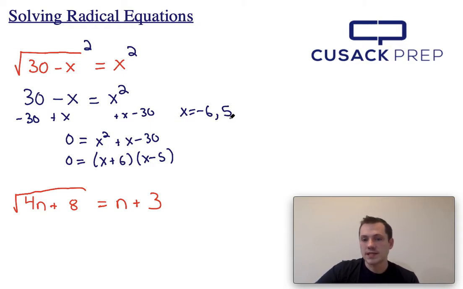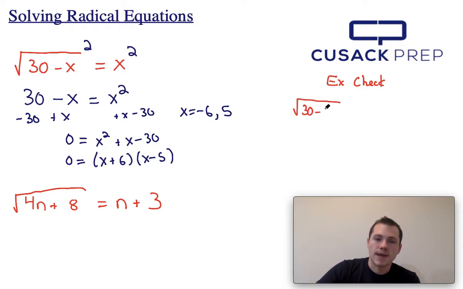But with radical equations, we have to go back and check for extraneous solutions. What that means is that I plug negative 6 back into my original function, and then I plug 5 back into my original function. So when I do the extraneous check, I'm going to say the square root of 30 minus negative 6 is equal to negative 6. 30 minus negative 6, well, that's just 30 plus 6, so this is going to be the square root of 36 is equal to negative 6.